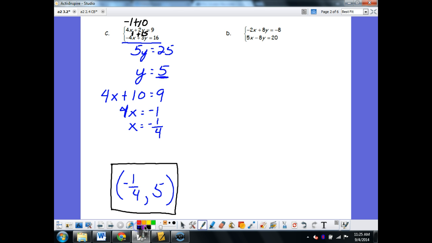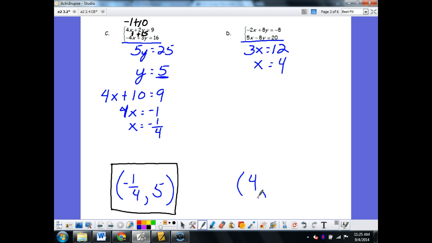Now in D, the next example, the y's cancel when we add these two equations together. So we have negative 2x plus 5x, so that is 3x. The y's cancel. Negative 8 plus 20 is 12. Now when I divide by 3, I get x is equal to 4. And once again, that is the x-coordinate of the point of intersection.